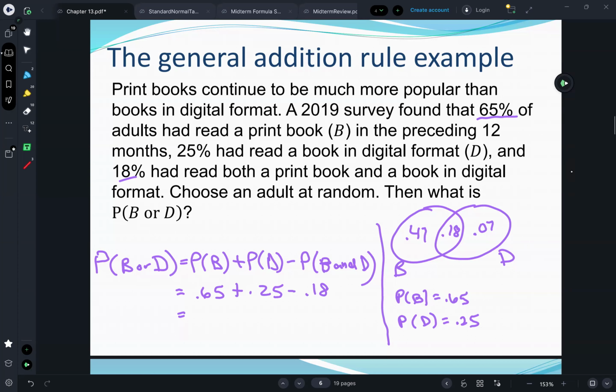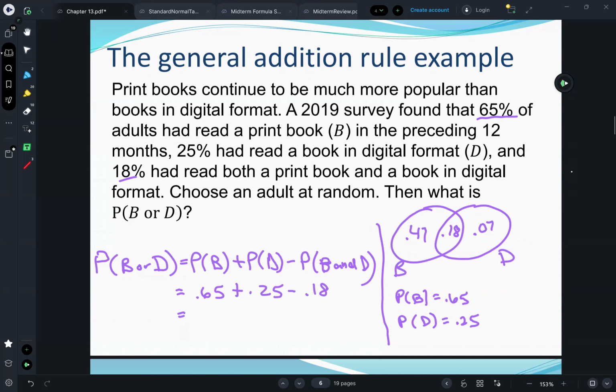The probability of B or D. So in words, we randomly select an adult from the population, the probability that they have read a print book or a digital book is what? What's the probability? Yeah, print or digital. So that's what B is. Print or digital is going to be the probability of B plus D.